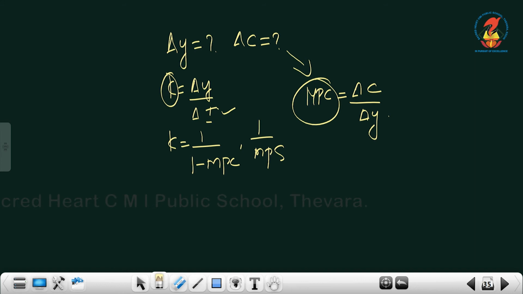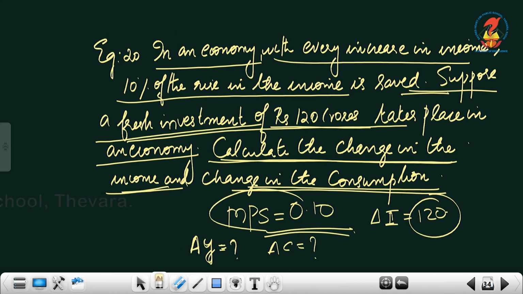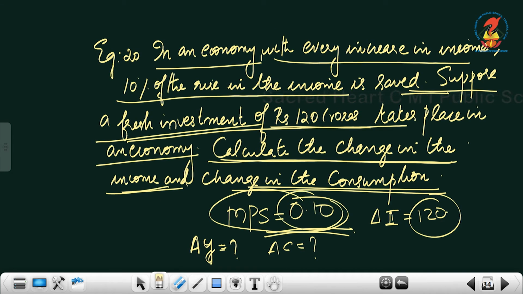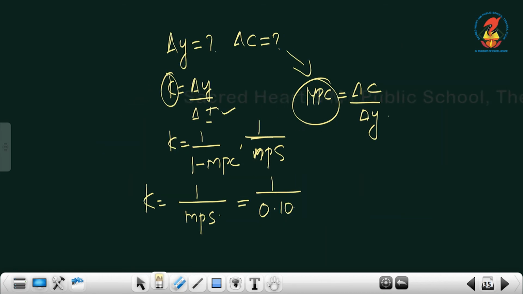Let us start doing that. Now, let us first find out the value of K by using 1 by MPS here, because here the information regarding MPS is given. Therefore, let us first find out K. K is equal to 1 by MPS. What is 1 by MPS? 1 by MPS, the value of MPS is 0.10, right? 1 by 0.10 gives you the answer as 10. So, what is the value of K? Value of K is equal to 10. Now, with this K, you can find out delta Y.